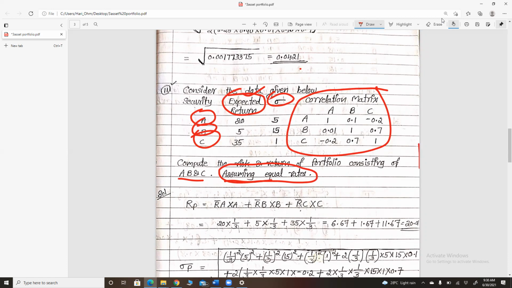Okay, clear. Now, what is the information given? One, expected return is directly given, standard deviation is given, correlation matrix is given, and equal weights proportion is given. Equal weight with three securities is nothing but 1/3, that is 1 divided by 3. So for 3 securities, assuming equal weight means 1/3. Okay, clear?